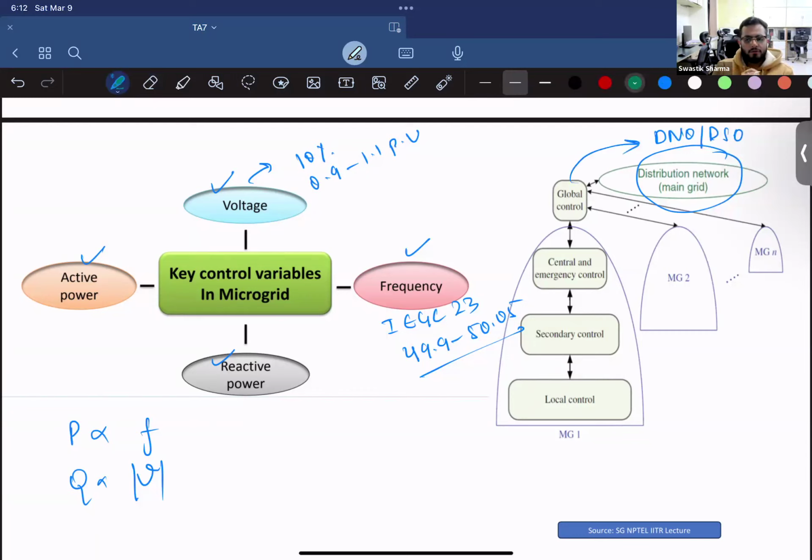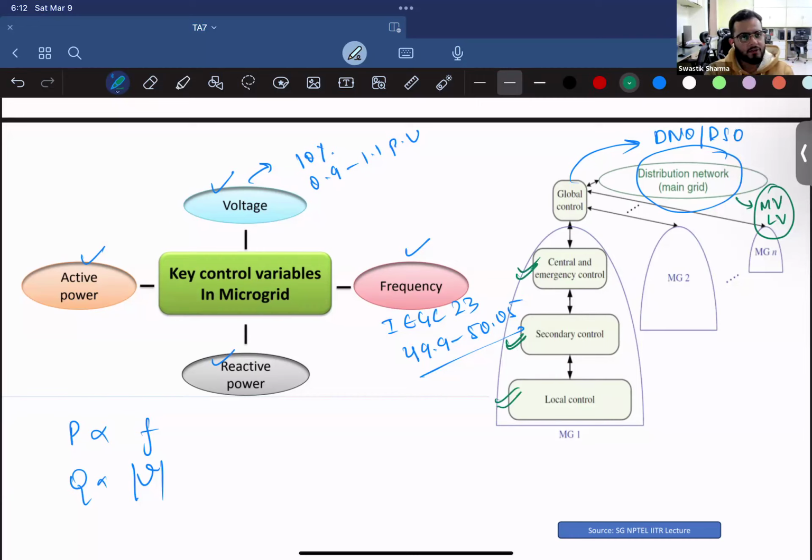Now, this distribution system is mostly a network of medium voltage and low voltage, right? So this medium voltage and low voltage network is given the responsibility to the DSO, and the high voltage is generally our transmission, which is given to the transmission system operator. Now, in each MG, we have three different levels of controls. One is the local control, the other is secondary control, and the third is central and emergency control.